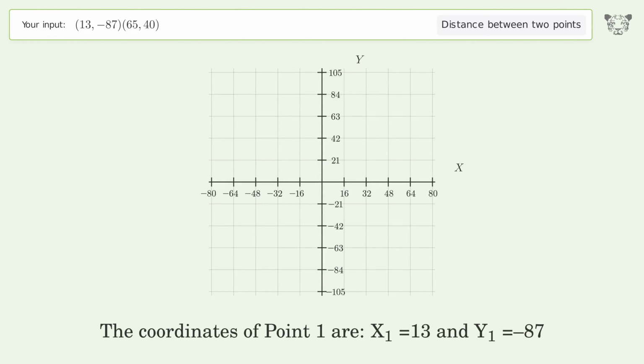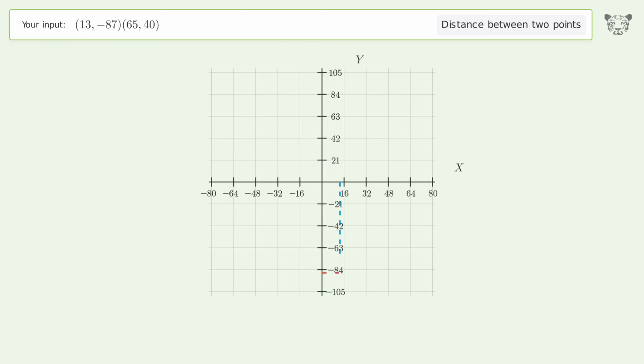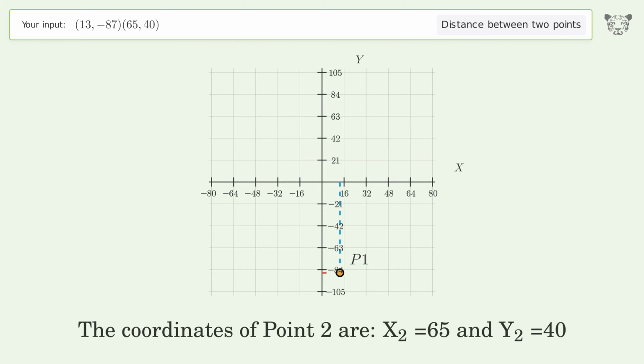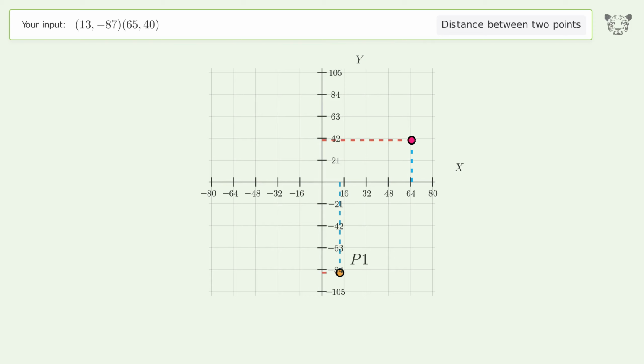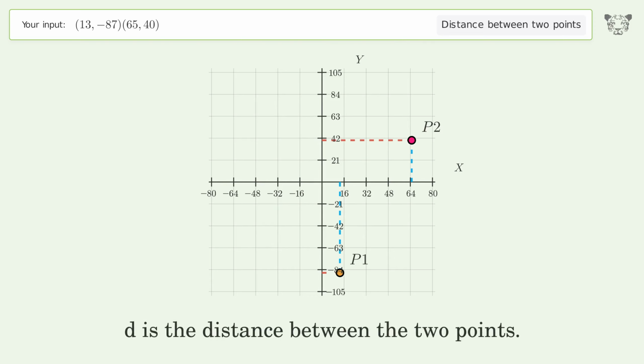The coordinates of point 1 are, x1 equals 13 and y1 equals negative 87. The coordinates of point 2 are, x2 equals 65 and y2 equals 40. D is the distance between the 2 points.